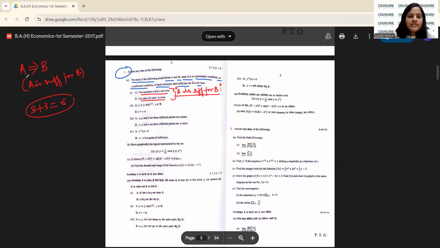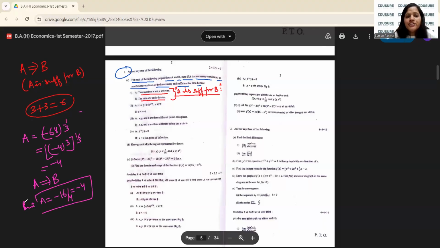Okay. Now, let us look at statement number 2. A is equal to minus 64 power 1 by 3. B is equal to x equals to minus 4. So now if A is equal to minus 64 power 1 by 3, if we solve it, it is going to be minus 4 power 3, 1 by 3. So that is equal to minus 4. So A definitely implies B. Okay. But even if A is equal to minus 16 by 4, we will get minus 4 as the answer. So A is sufficient over here. Again, A is sufficient for B to happen, but not necessary.